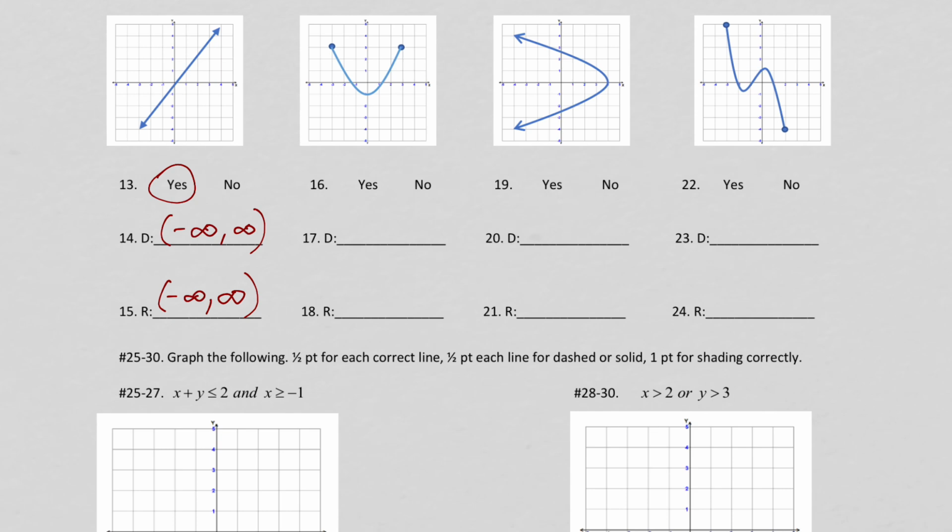First of all, this is a function because a single vertical line could not be placed in a way that it could intersect this in more than one spot. So this is a function. The domain is how far left we go, and we're going back to -3, and that filled in dot means we use a bracket.